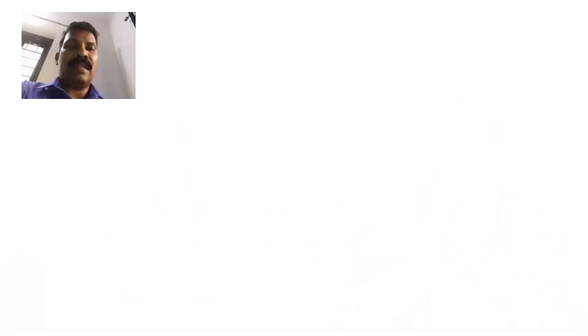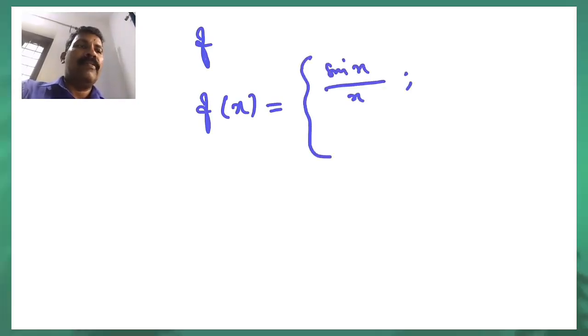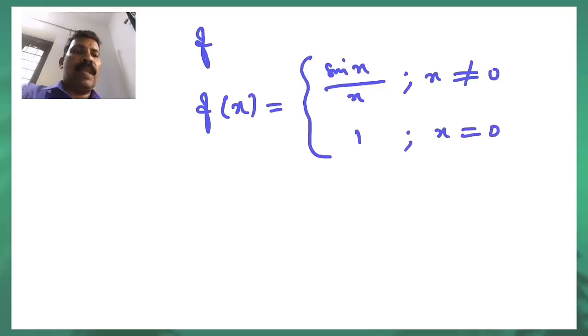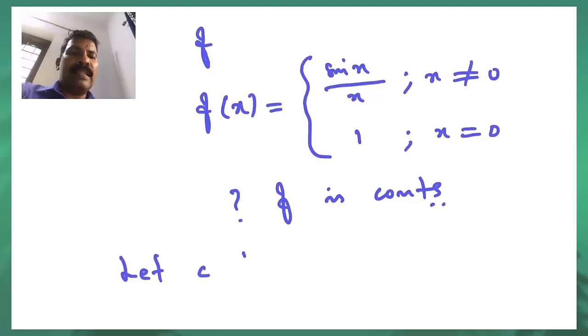Now let us consider a function f defined by f of x is equal to sin x by x when x not equal to 0, and 1 when x equal to 0. To show that f is continuous. Let c be a negative real number.